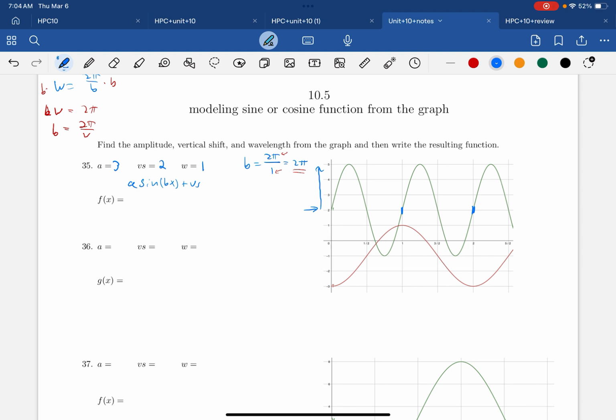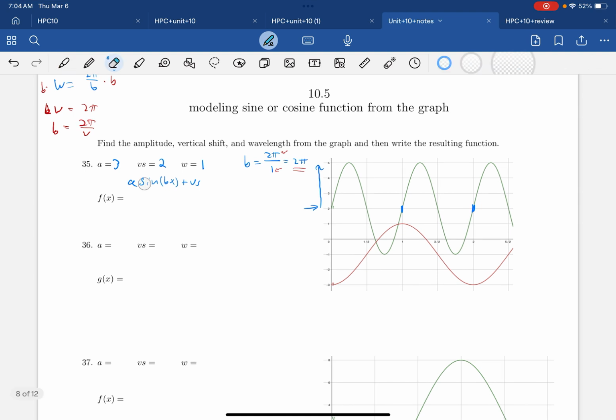So in this case, relatively simple. I'm going to erase that real quick. A is 3. This is a positive sine function. Then B, put the variable in there, so x, and then add your vertical shift, and you're good.